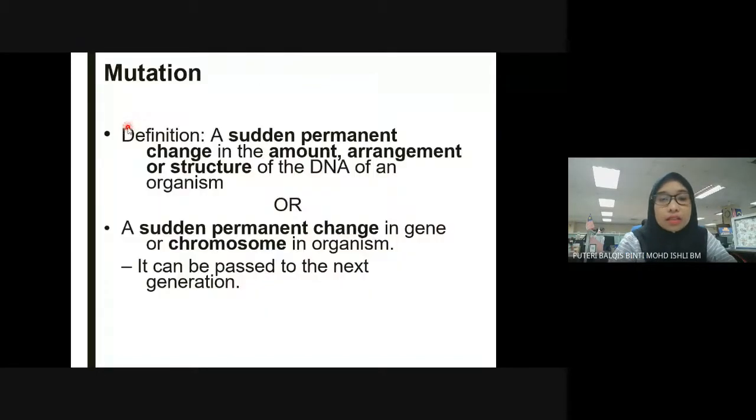Alright. Okay, so mutation, this is the definition of mutation: a sudden permanent change in the amount, arrangement or structure of the DNA of an organism, or a sudden permanent change in gene or chromosome. Okay, so ada dua definition. So you can remember either this one or this one. So it can be passed to the next generation.